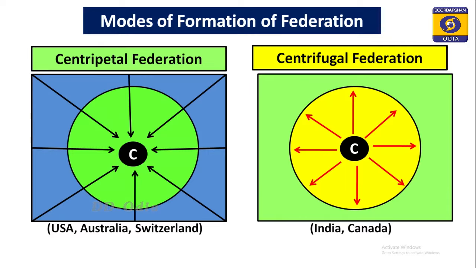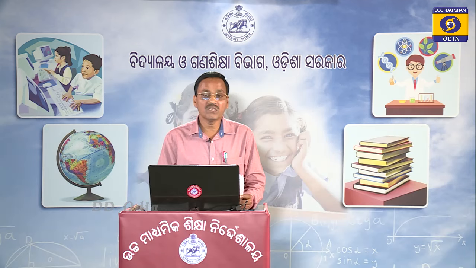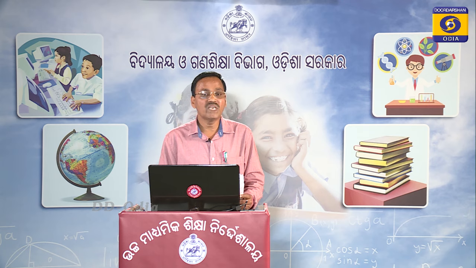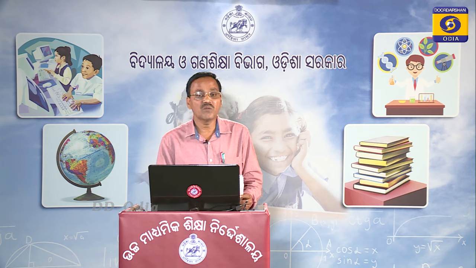And besides that, just like the Centripetal Federation, another type of federation you will find in India and Canada, for example the Centrifugal Federation. Centrifugal means moving away from the centre, within the boundary, within the circle. Because of administrative convenience, because of diversity, because of a plural society, we can divide a big state into different small states for administrative convenience.